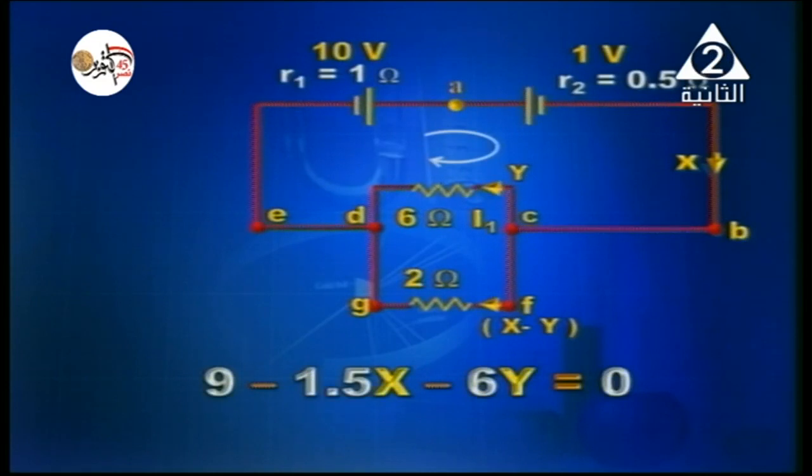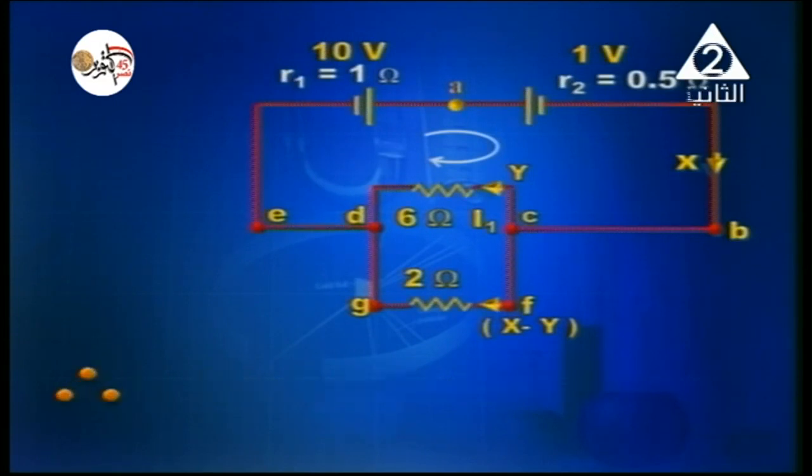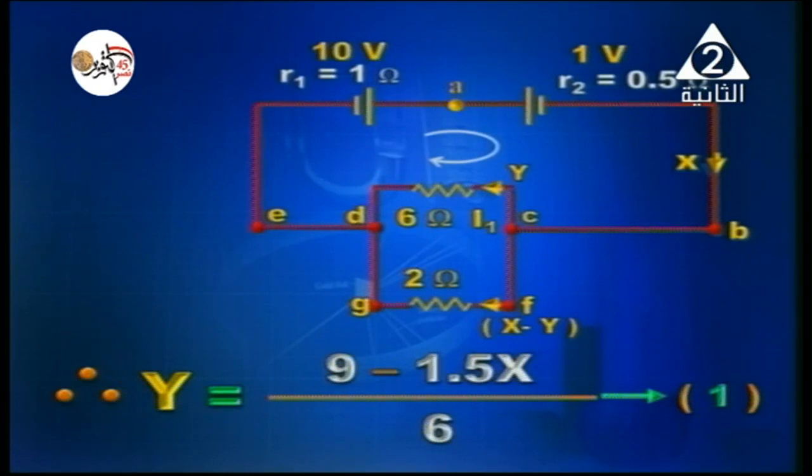So we can say this equation can be simplified: 9 minus 1.5x minus 6y is equal to 0. In this way, we managed to obtain the value of y in terms of x. It is equal to (9 minus 1.5x) over 6. This is the first equation.